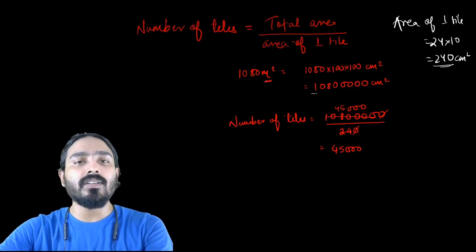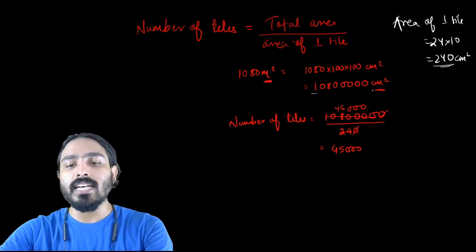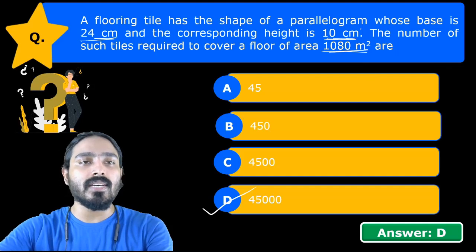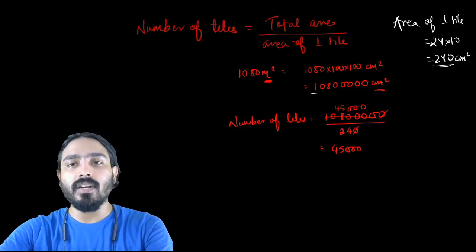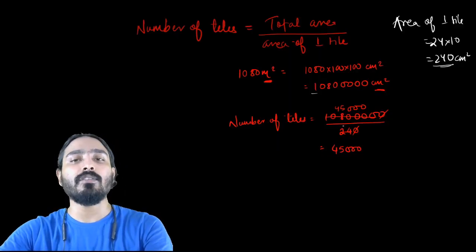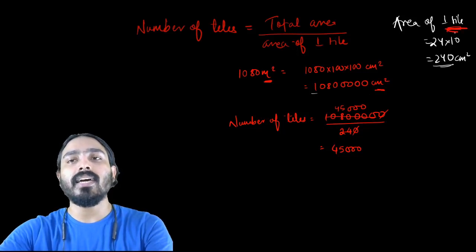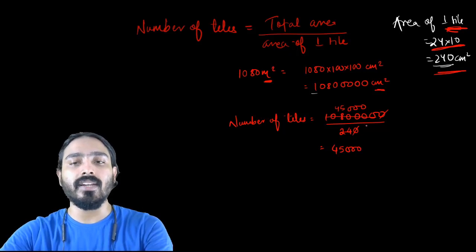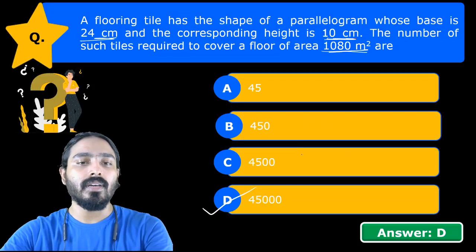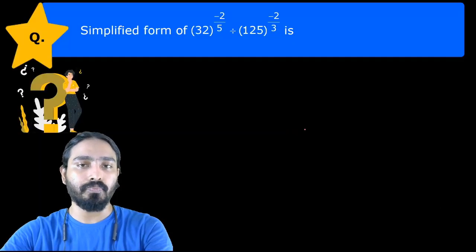So we can convert this meter square to centimeter square, as the other units are in centimeters only. So we have converted into centimeter square. So the number of tiles will be the total area divided by the area of one tile, that is 24 into 10, that is 240. So you will divide it, you will get 45,000. So yes, D is the right answer.